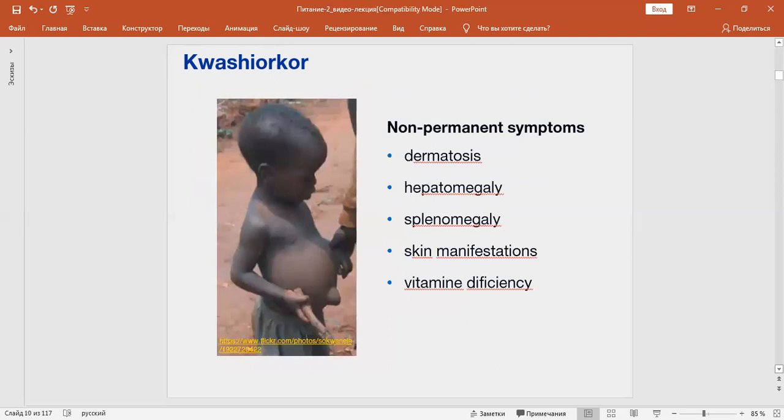And at last, non-permanent symptoms such as dermatosis and symptoms of internal organ disorder: hepatomegaly, splenomegaly, and skin manifestations such as itchy rash. There may be signs of deficiency of vitamin A, vitamins of group B, and others.